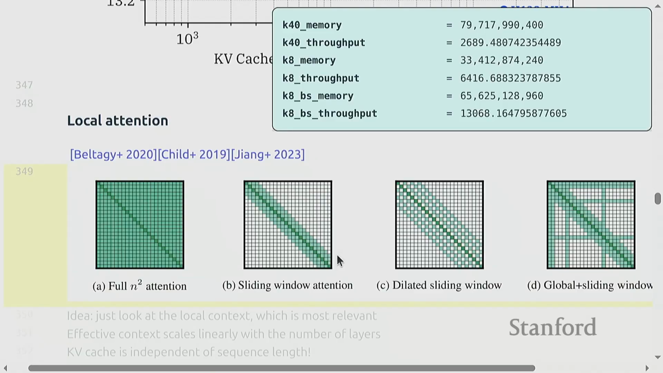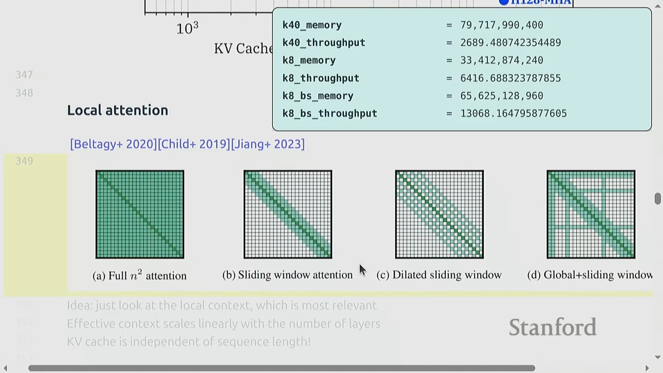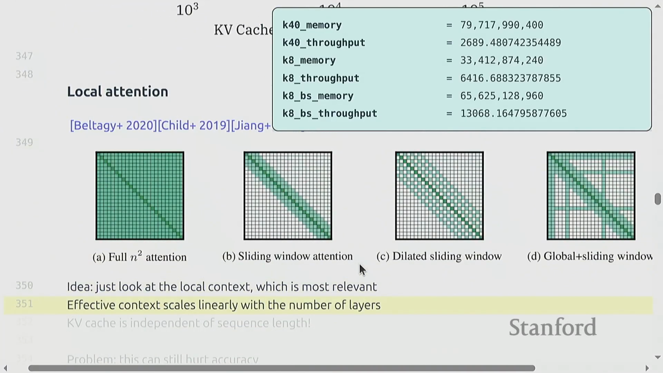Which means that in the KV cache, as you're generating the sequence, you don't have to remember everything. As soon as the token falls outside your attention window, you can just throw it away. So with local attention, the KV cache size remains constant as opposed to growing with the sequence length. So this is really good, right? Because that means even for long sequences, you can have quite a small cache.